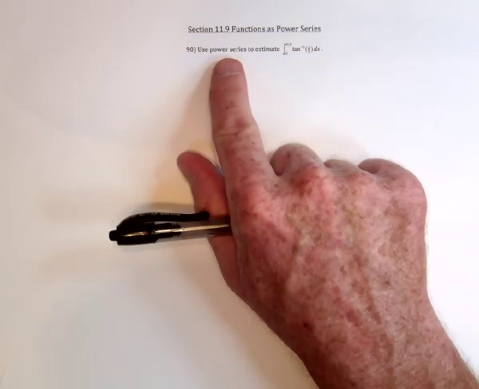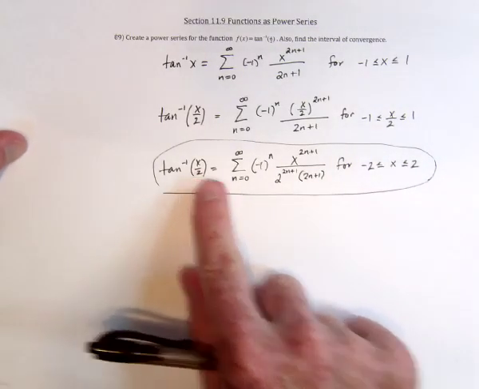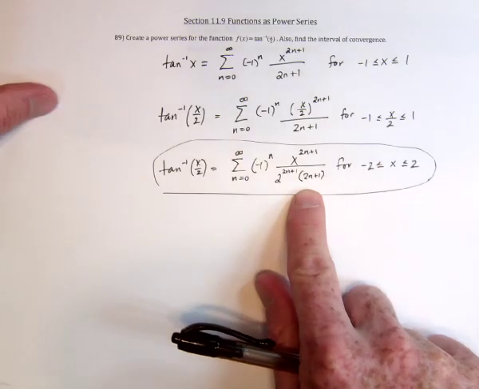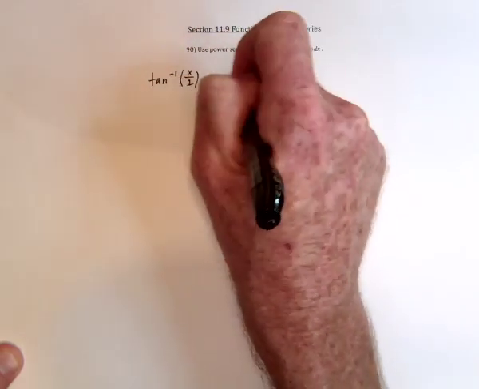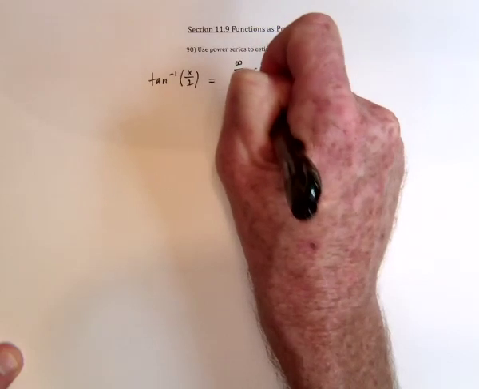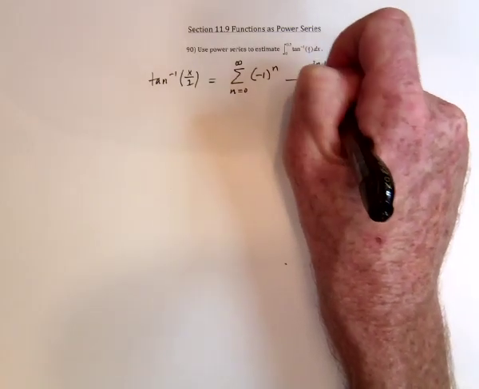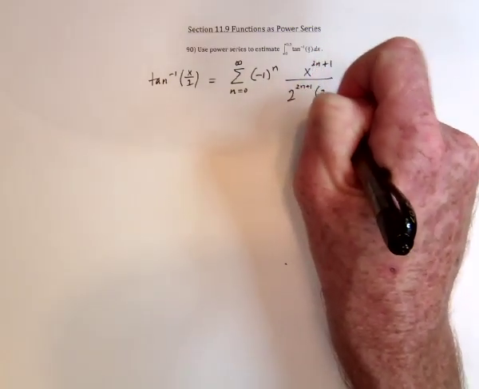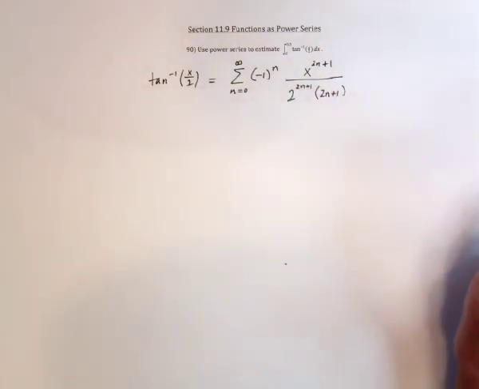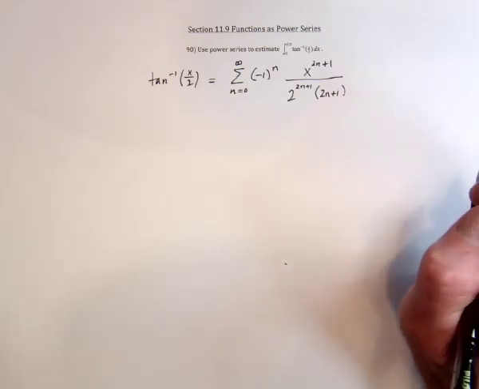In fact, in the previous podcast, I found that tangent inverse of x over 2 is equal to this power series. So we'll go ahead and use that as our starting point. So you've got tangent inverse of x over 2 is equal to, it's an alternating series. It's got x to the odd powers, 1, 3, 5, 7, etc. It's divided by 2 to that odd power, and then divided also by the odd number. And this is valid for x between -2 and +2, which is fine for this.